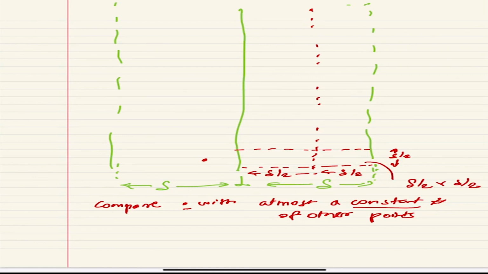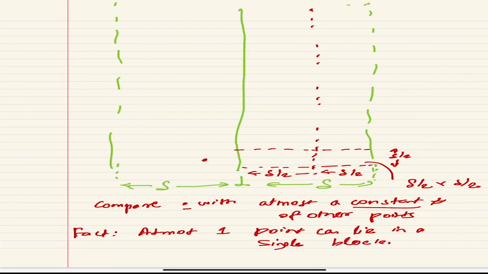First of all, this is easy. And once I do that, at most one point can lie in a single block. Can you see that? The highest distance within a block is the diagonal, that is delta by 2 times the square root of 2, which is less than delta. So I can never have 2 points, because I know the minimum distance across Q and R is delta. So I can never have more than 1 point in a single block.